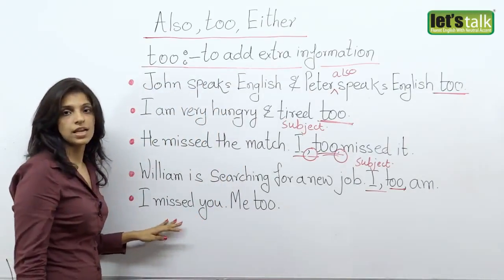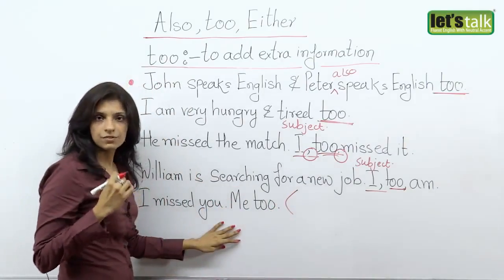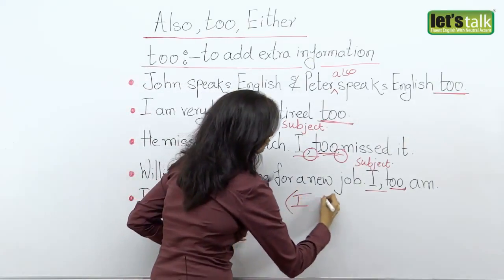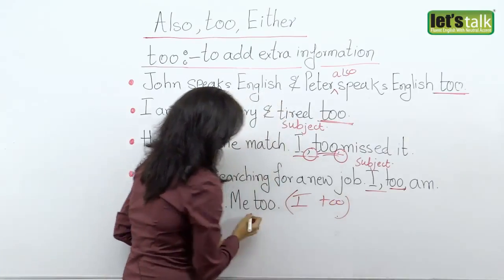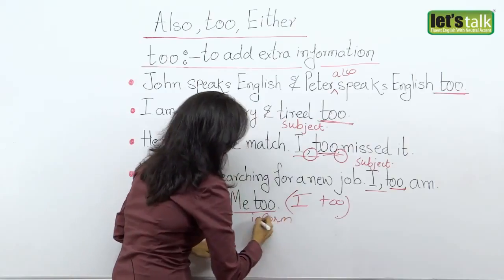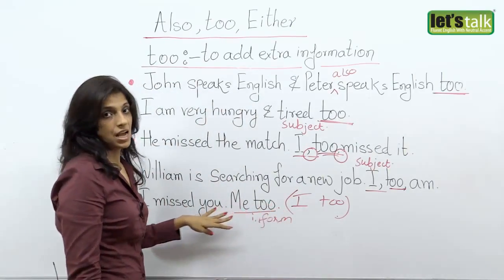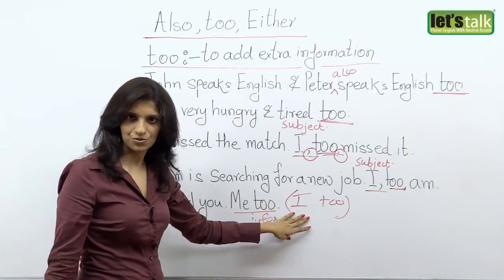Okay. And in the last example, I missed you. So if someone tells you, hey, I missed you, you say me too. Now the actual correct formal way of saying it is I too. But this is informal, and well, colloquially it's okay to use it. So you say me too. That means I also missed you.